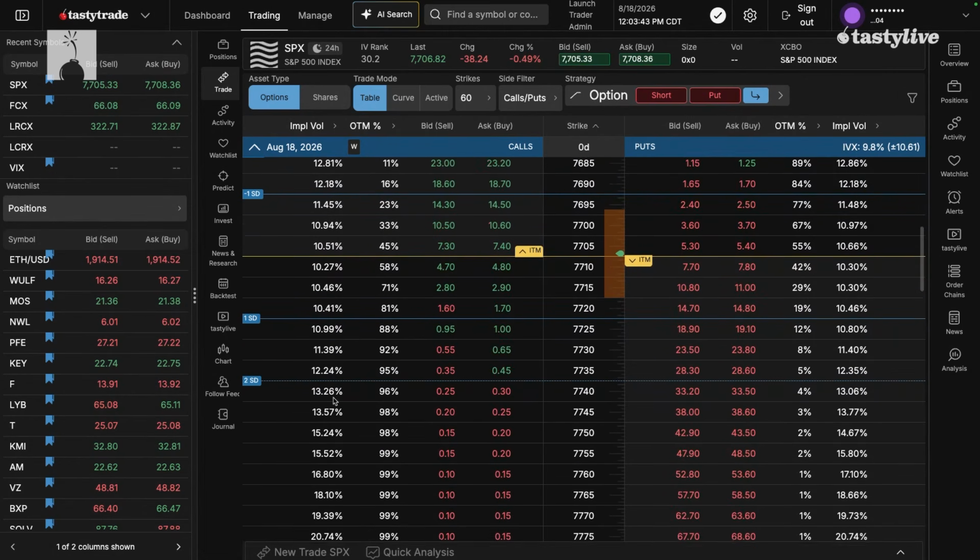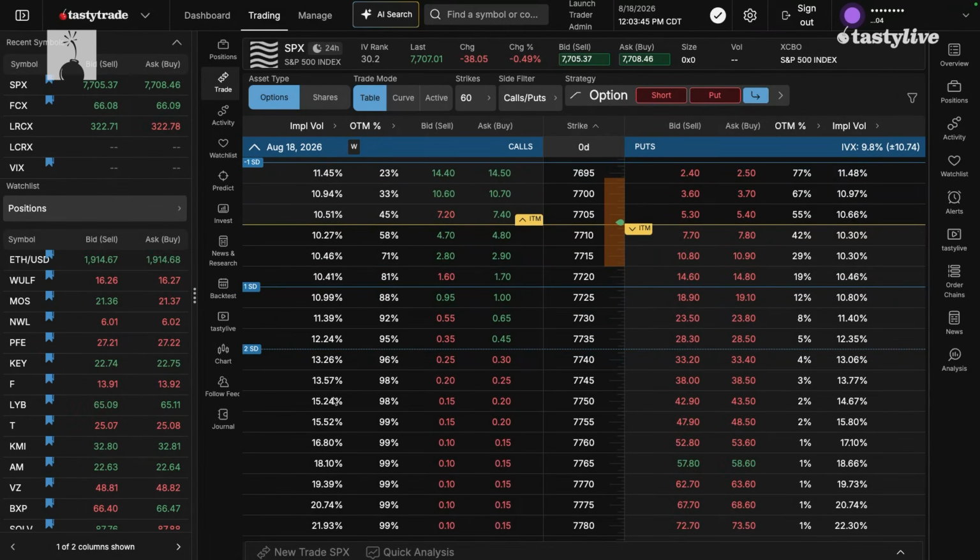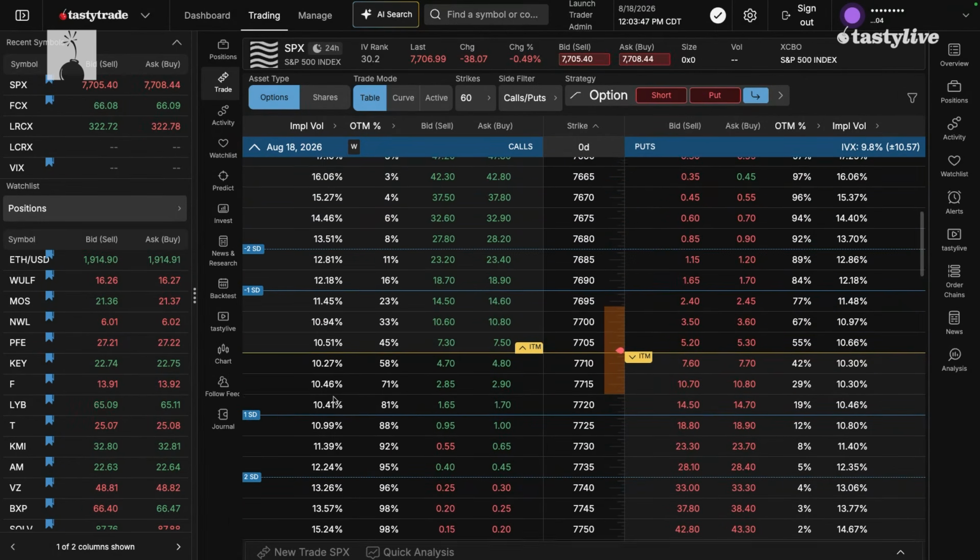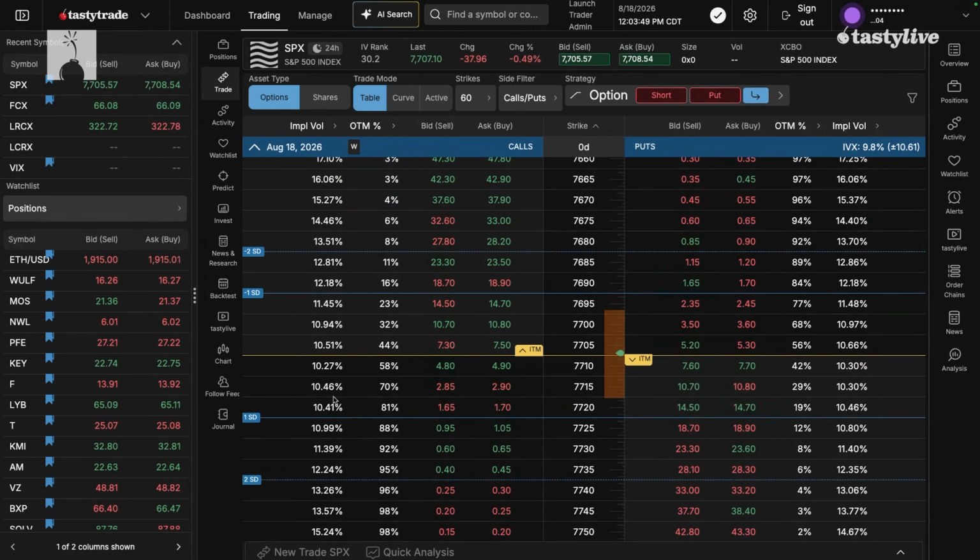That is skew. And what skew is, it's a reflection, again, of the individual options, the supply and demand. Do investors, traders want to buy these options or not? And the shape of the skew is informative. It's not going to tell you that the stock is going to go up or down.